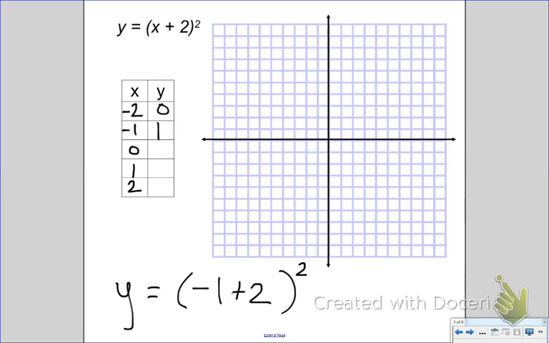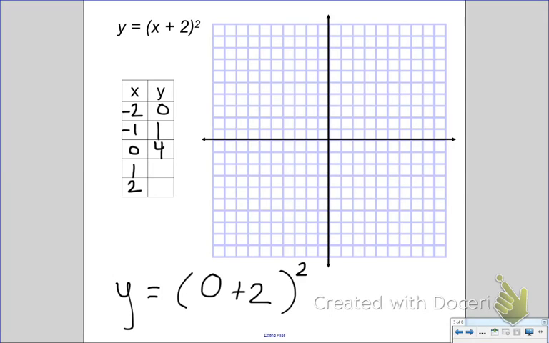Now let me try 0. What is 0 plus 2? 2. Good. And what is 2 squared? 4. So this is 0, 4. By the way, the reason that we're adding inside of the parentheses first is because it's the order of operations. You have to do what's inside the parentheses first, and then you can raise it to the exponent.